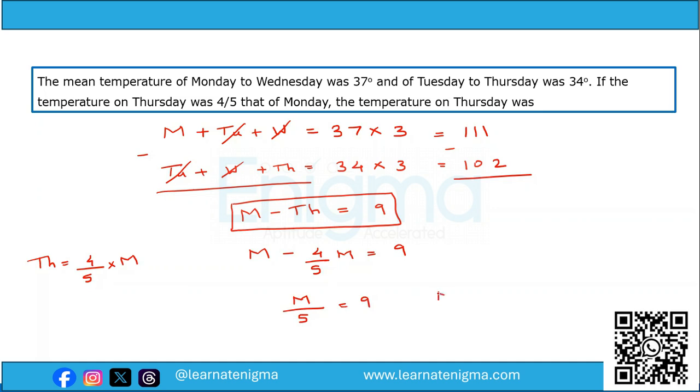So therefore, Monday's temperature comes out to be 9 fives are 45. Now the question asked is temperature on Thursday. Now Thursday is 4/5 of Monday, so therefore it will become 4 by 5 into 45. 5 nines are 45. So therefore Thursday's temperature comes out to be 36 degrees. So that will be our answer.